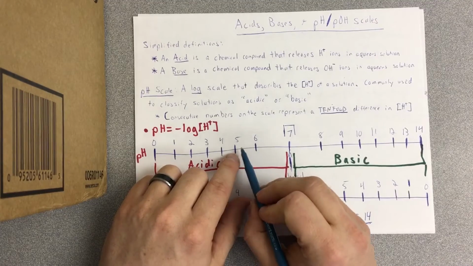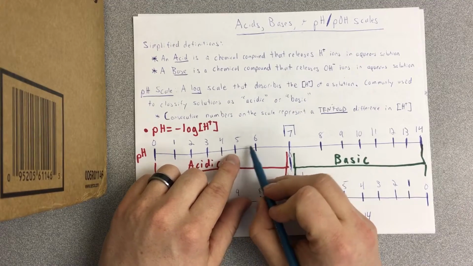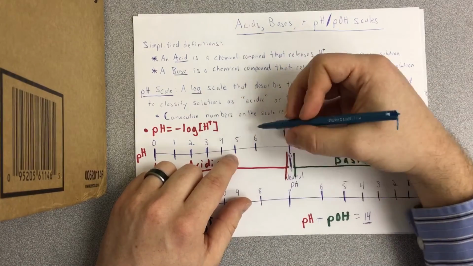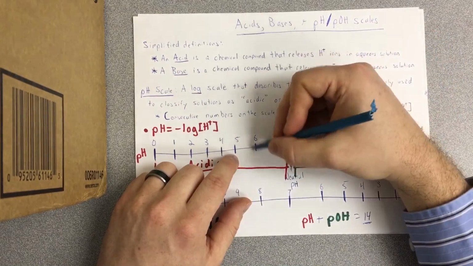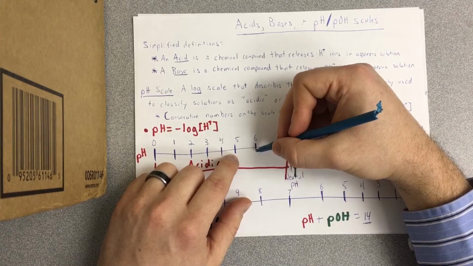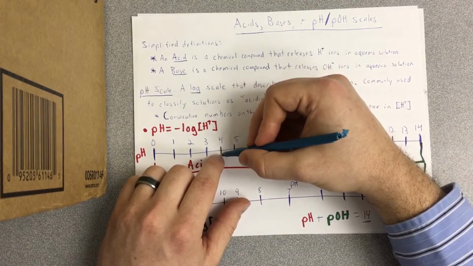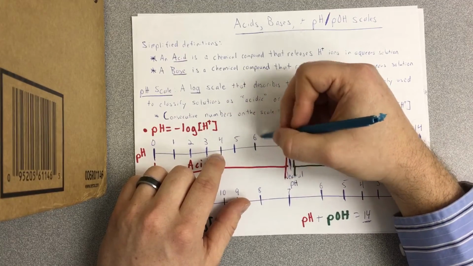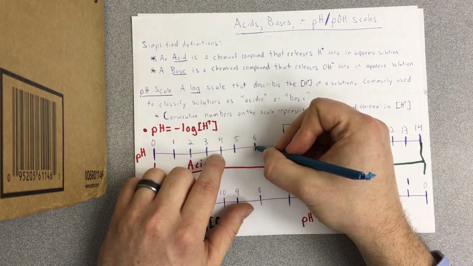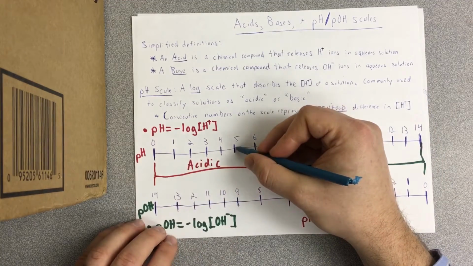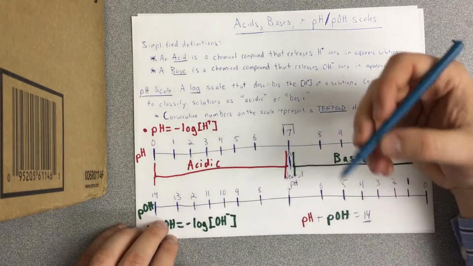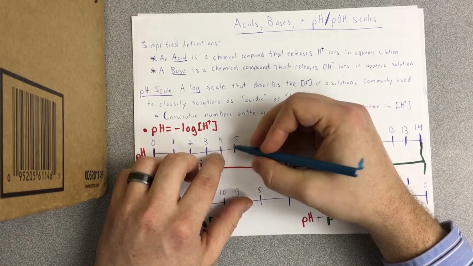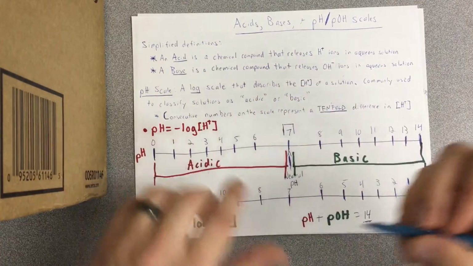So the difference between pH 5 and pH 6 is that a pH of 5 has 10 times as many H+ ions as a solution with pH of 6. And a solution with pH of 4 has 100 times the concentration of H+ as something with a pH of 6. So every jump between a number on the pH scale represents a tenfold increase. The difference between 6 and 5 is 10. The difference between 6 and 4 is 100. The difference between 6 and 3 is 1,000.